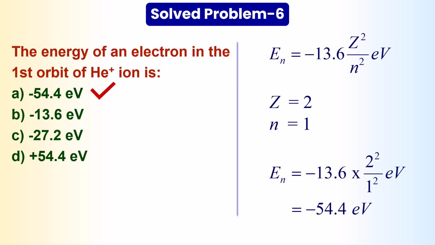You can clearly see that this value is lower than the energy of the electron in the first orbit of the hydrogen atom. Recall that the energy of the electron in the first orbit of hydrogen is minus 13.6 electron volts. This is because the nuclear attraction acting on the electron is stronger in the He plus ion, since its nucleus contains 2 protons. In a hydrogen atom, there is only 1 proton, so the attraction is weaker.